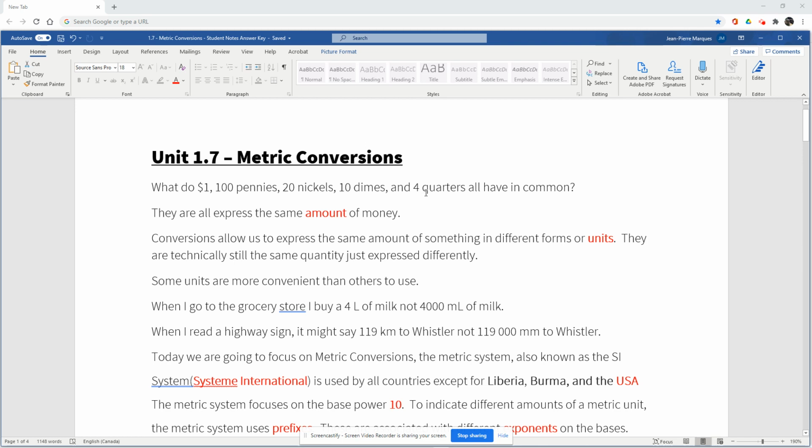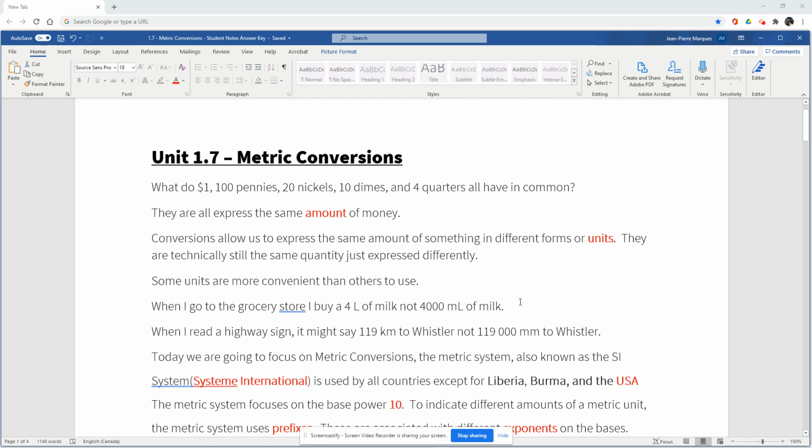Now, some units are more convenient to work with than others. For example, if I go to the grocery store and I buy some milk, I can buy a 4 liter of milk, for example. I don't buy a 4,000 milliliter of milk. Those are the same volume, but one is more convenient to work with. Typically, the fewer numbers, the better.